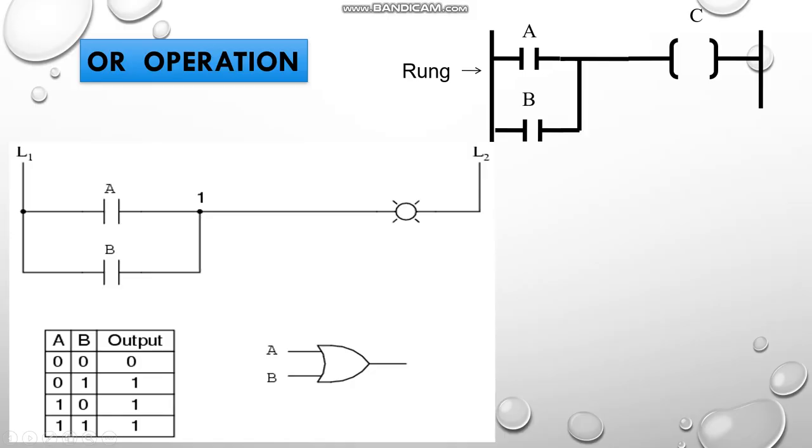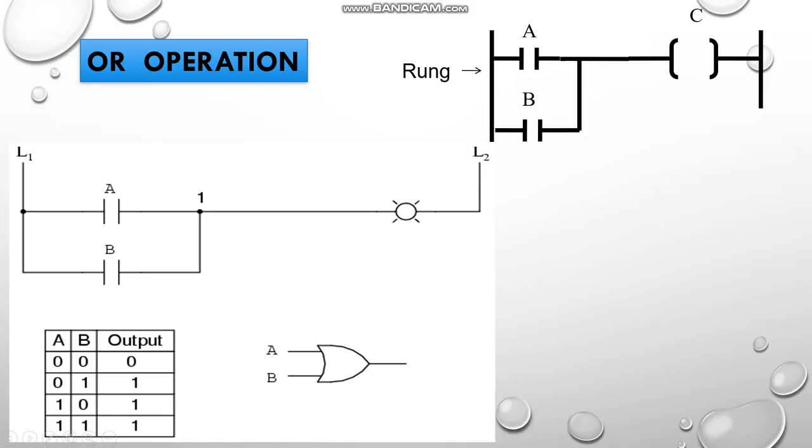When A is 0 and B is 1, the current flowing across the A terminal will be acting as open circuited, but B is energized, B is turned on. So the output of B will be 1. Since it is connected in parallel, the current flows across this particular terminal and goes towards the output device. The device will turn on, so the output is 1.